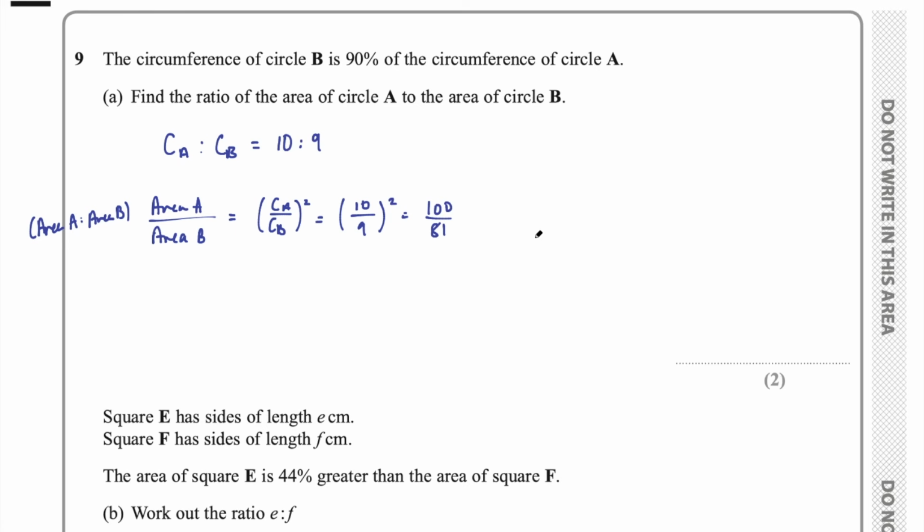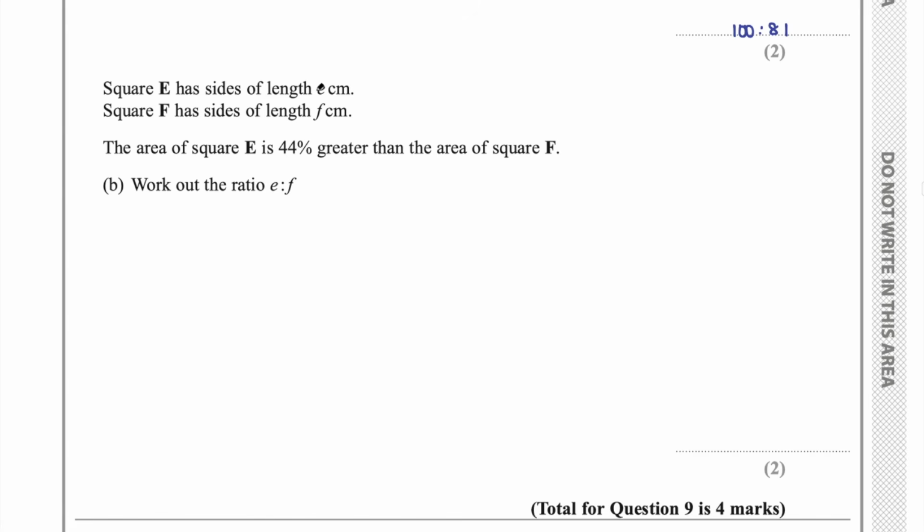And that's actually the final answer. So the ratio of the areas is 100 to 81. And that was part A for 2 marks. Part B says square E has sides of length E centimeters, square F has sides of length F centimeters. The area of square E is 44% greater than the area of square F. Work out the ratio E to F.